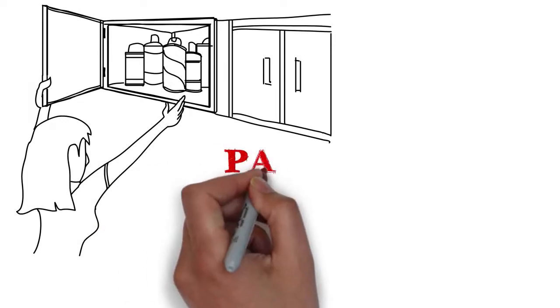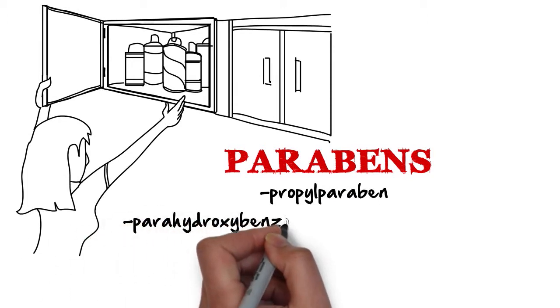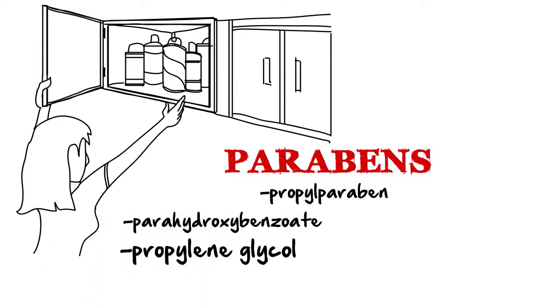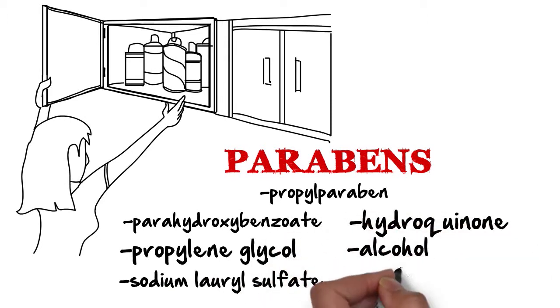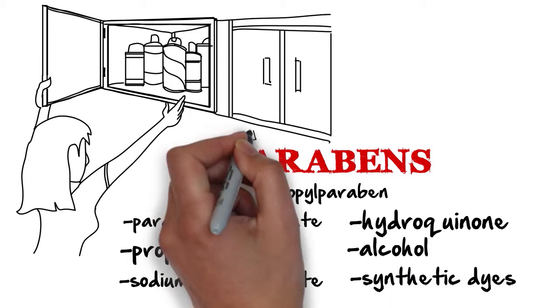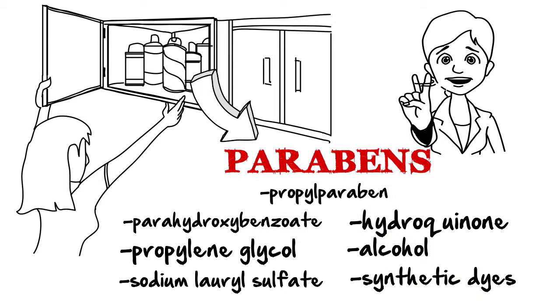Next time you're reaching into your medicine cabinet, grab your favorite skincare product and see if it has any of the following. Parabens, like propylparaben and parahydroxybenzoate, propylene glycol, sodium lauryl sulfate, hydroquinone, ethyl and isopropyl alcohol, and synthetic dyes. Chances are, at least one of these harmful ingredients is sitting right there. The worst part? It doesn't have to be that way.